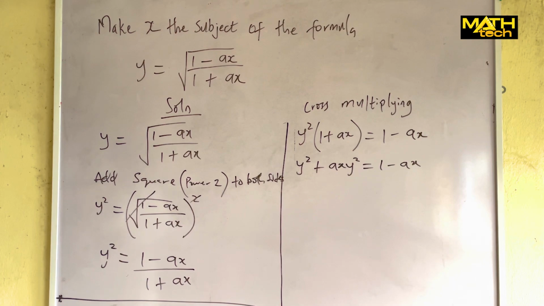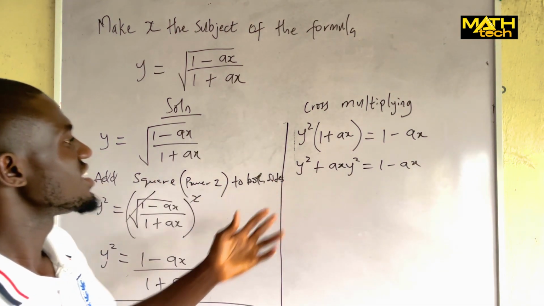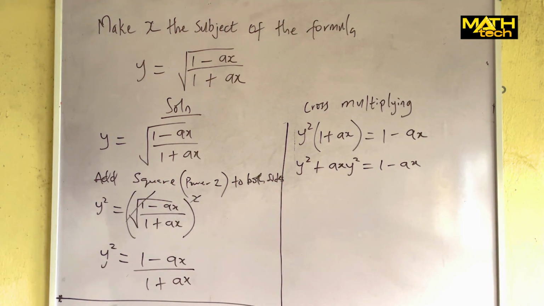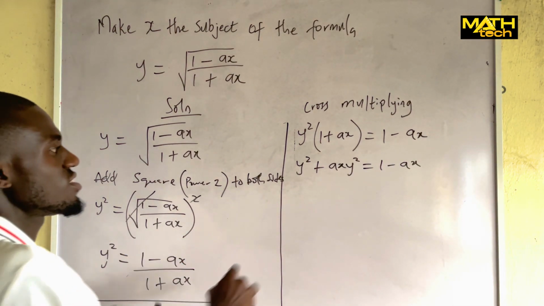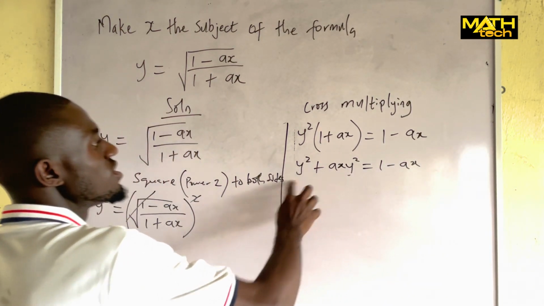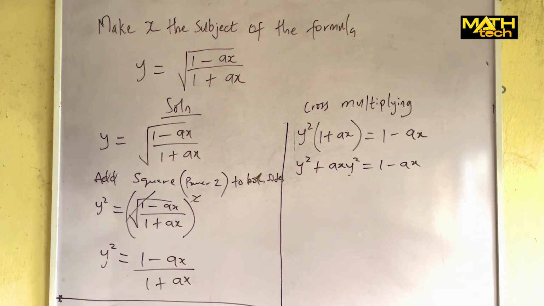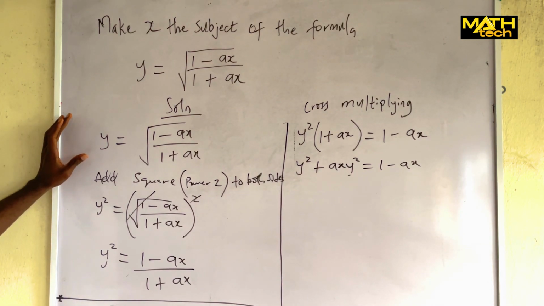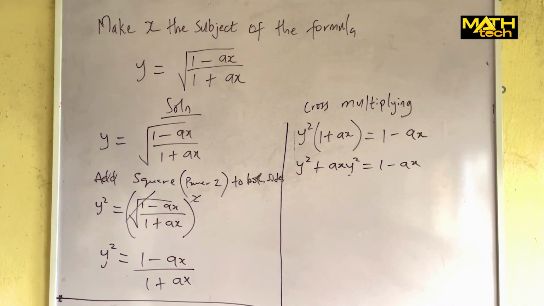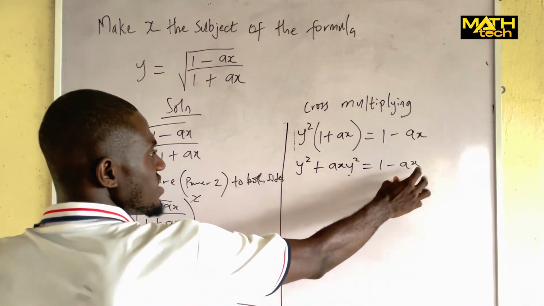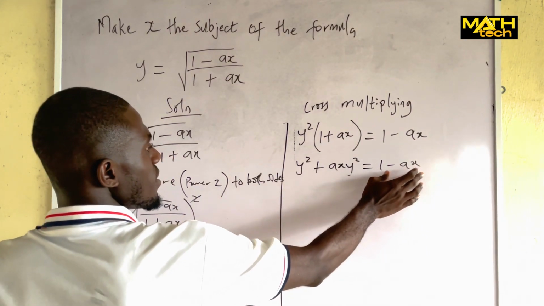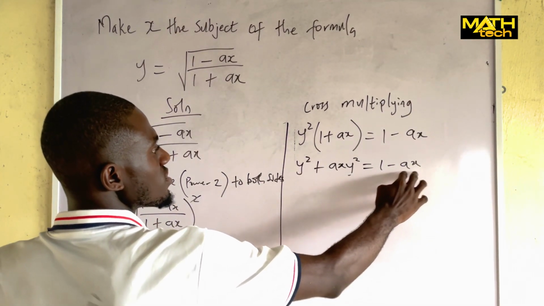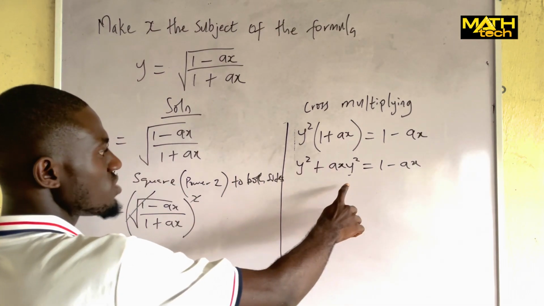So when we get to this point, the next thing we do is organize this line so that we can keep x in a position whereby at the end x can be the subject of the formula. So what is the next step we do? The next step is that we take this right hand side that contains minus ax, and we move it over to the left hand side.